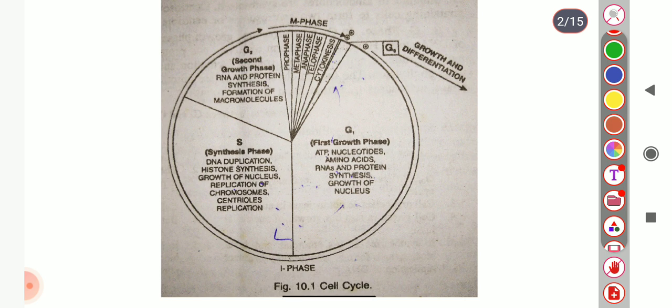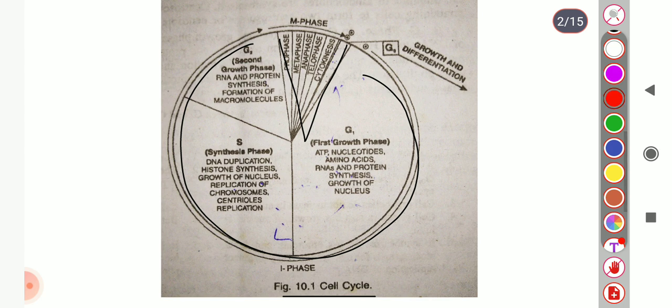These are the I phase, or intermediate phase, and these are the M phase. You can see the structure of the cell cycle. First of all, in I phase there is the G1 phase, or first growth phase, where nucleotides, amino acids, RNA and protein synthesis and growth of the nucleus occur. In G1 phase, nucleotide, amino acid, RNA and protein synthesis occur and also growth of the nucleus takes place.